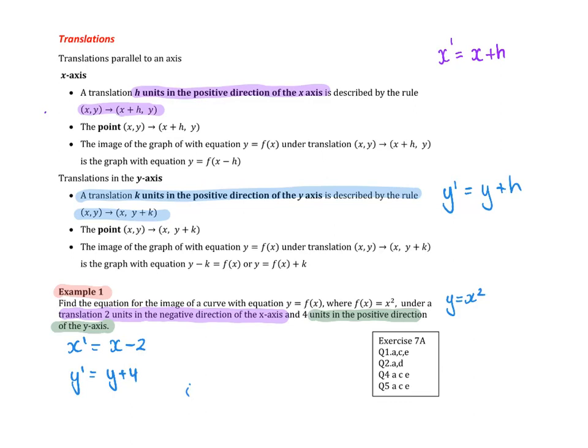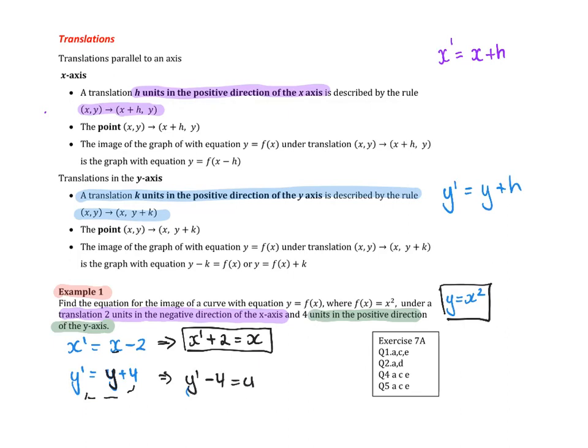The next thing we do is rearrange, because our formula here is y equals x squared. So we want to rearrange these so that x is by itself for the first one. If I move the 2 over, I get x' minus 2 equals x. Are you happy with that? Yeah? And then I'm trying to get y by itself, so I'm going to move the 4 away from it, and that would create y' minus 4 equals y.